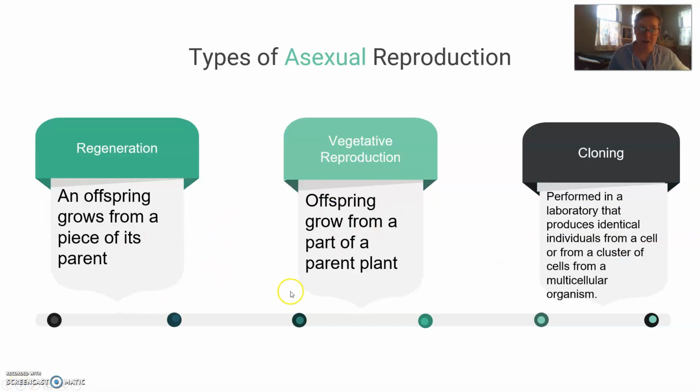Some other ones that we might have a chance to talk about today, I'm not sure how long this video is going to last, so that's going to determine it. But if not, we're going to talk about it on Tuesday. If not today, is regeneration, which is when offspring grows from a piece of the parent plant. Vegetative reproduction, which is where offspring grows from a part of a parent plant. Plant is the key term there. Remember, vegetative sounds like vegetation, meaning plants. So that's how you can tell the difference. And finally, cloning, which we're going to talk about as a form of asexual reproduction, is performed in a laboratory and uses cells from past organisms to create a new identical organism from the past.